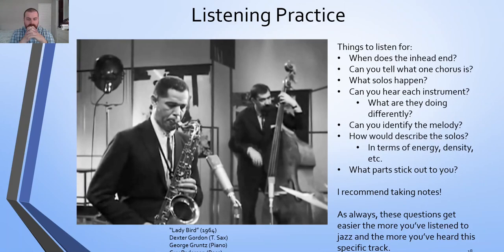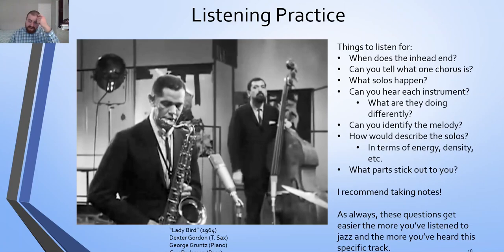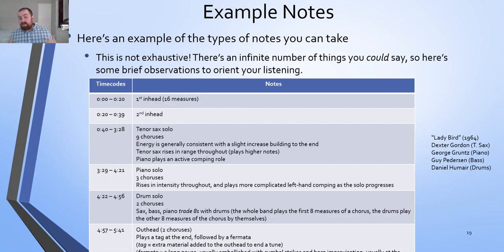Okay, that's a whole jazz chart beginning to end. So here's an example of the types of notes you can take. Now, this is not in-depth at all. Some of this is even arguable. It's more subjective. This is not exhaustive. There's an infinite number of things you could say. So here are some brief observations.